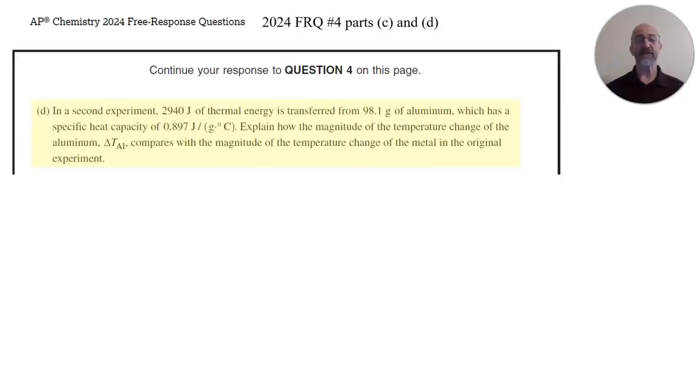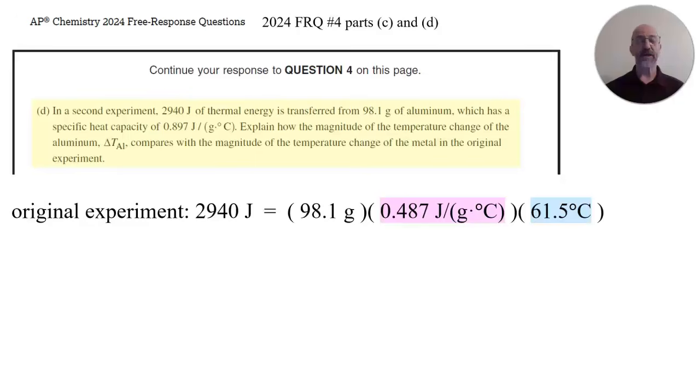So the intent of this question was to help students somehow connect the results of this experiment to what would happen if we have a different metal other than the metal that was used in the previous experiment. And so the question asks, explain how the magnitude of the temperature change of the aluminum compares with the magnitude of the temperature change of the metal in the original experiment. So the purpose of this question is to see if students understand how to connect the C and the delta T, because that's what's going to be different when you compare these two experiments.